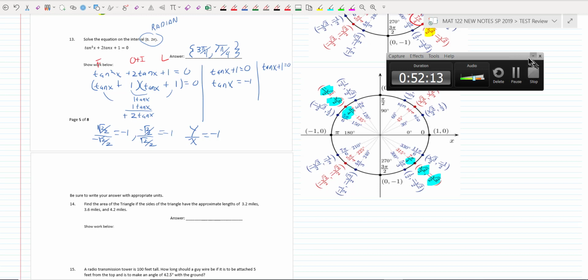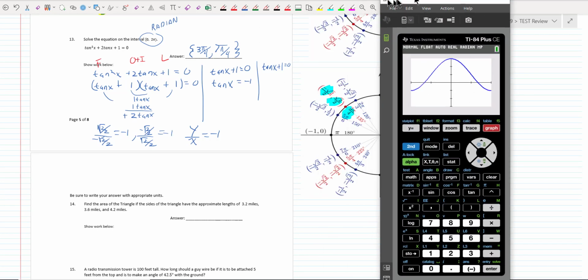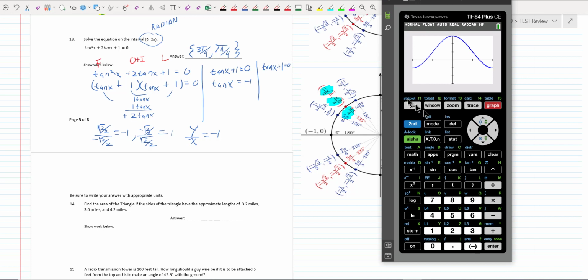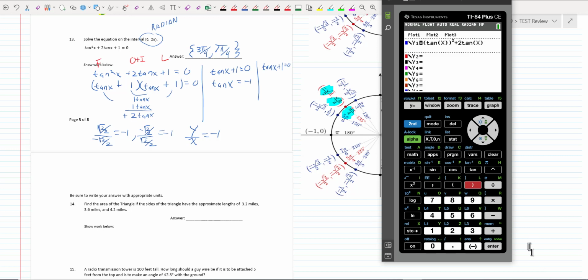Okay, the other thing I wanted to remind you of is that these things can be checked. So this can easily be checked. Now you want to be in Radian mode when you do this. So what you do is just graph the function. You've got to put it in your calculator, right? So if you do tangent squared x, you go parentheses tangent of x, and then square it. So that's how you would put that in. And then plus 2 tangent x, and then plus 1.